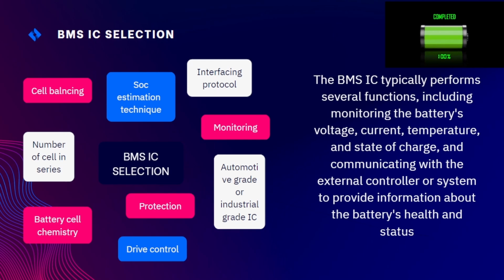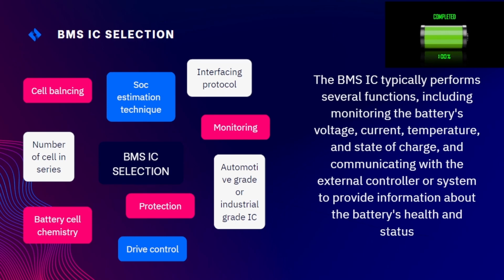Lithium iron phosphate cells have a nominal voltage of about 3.2 volts. On the other hand, lithium ion cells have a nominal voltage of 3.6 to 3.7 volts. So it is important to know which cell you are using, and the nominal voltage level of the cell. This is an important parameter before selecting our IC.